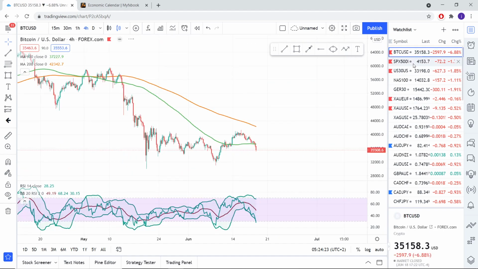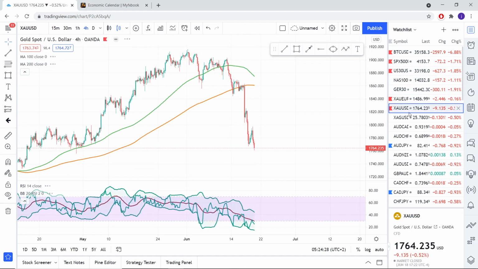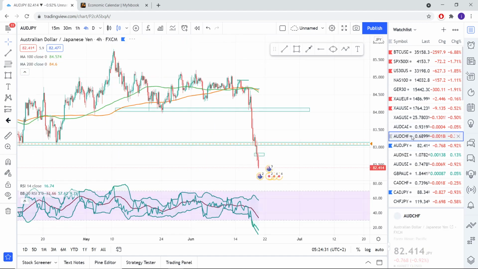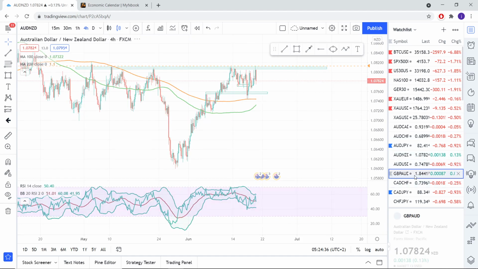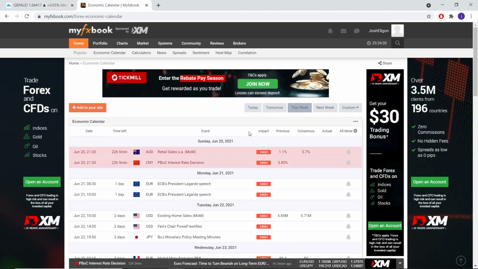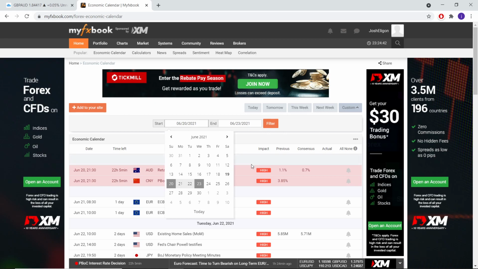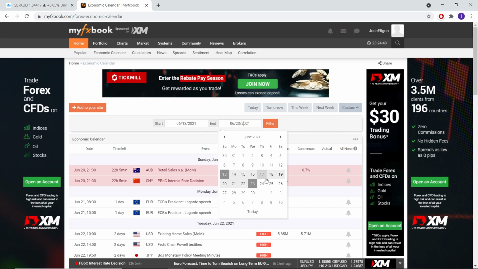All right, so as you can see, most of these currency pairs, there's been a lot of downside, a lot of breaking down on these levels. Mainly because we had some USD news, FOMC. Let's just go back to last week, Sunday to Friday.